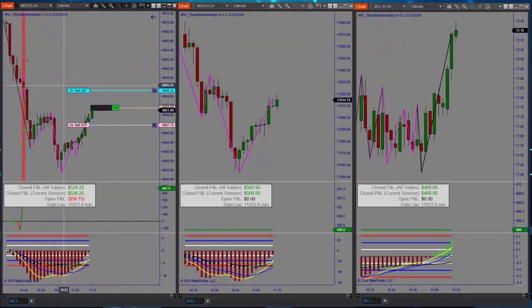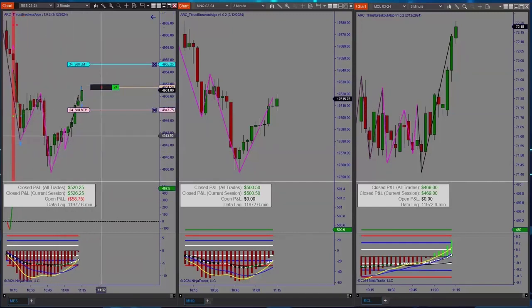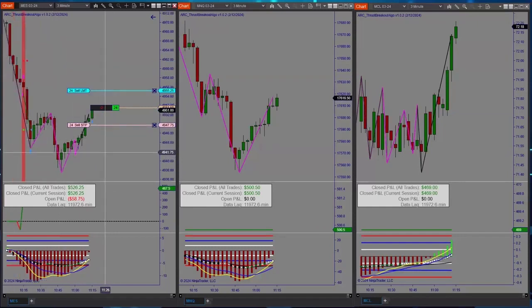Okay, now the algo has gotten long on MES. Now we can see momentum hasn't quite shifted yet, but we did get a break in structure based on these zigzags. And we also broke above this pivot here, and the algo has identified this as long conditions. It's automatically set our size on the number of contracts here and entered the position. Let's see how this one goes.